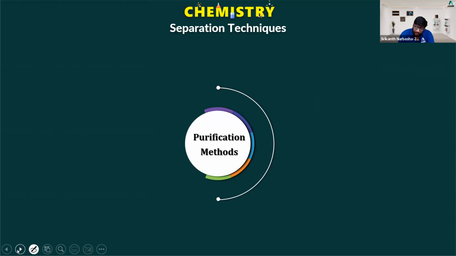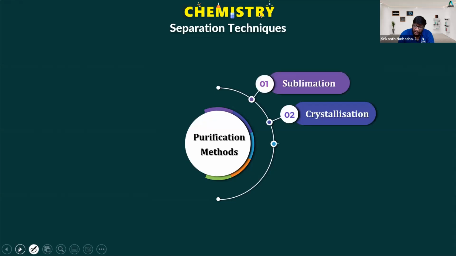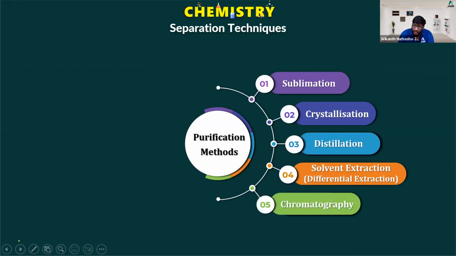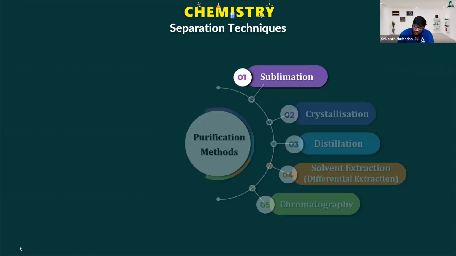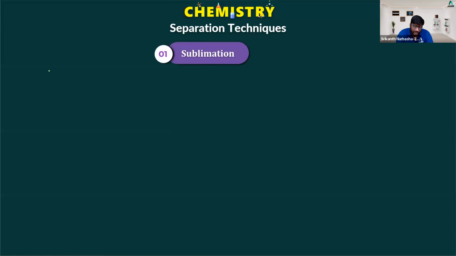Methods of purification. As I have told you, we have sublimation, crystallization, distillation, solvent extraction or differential extraction, and chromatography. So let's start one by one. Sublimation means what? A simple technique. We have a mixture of compounds A, B, and C. Let us say B and C are impurities and A is pure. The pure compound A has to be sublimable, whereas the impurities are non-sublimable. If A is sublimable, I can simply give the heat.